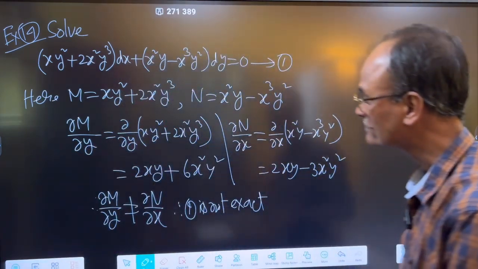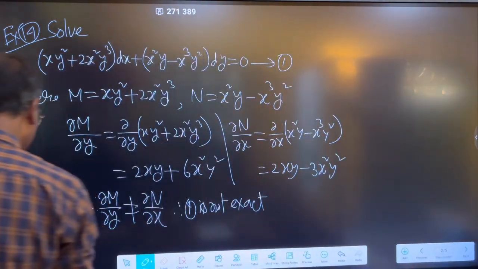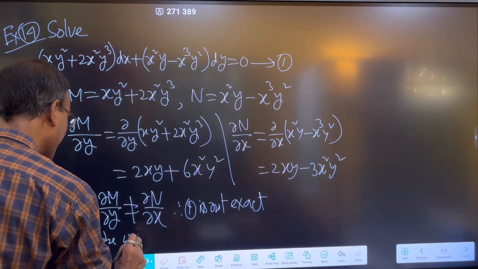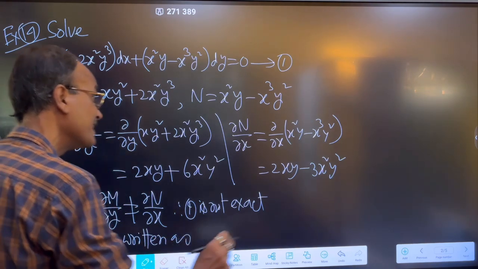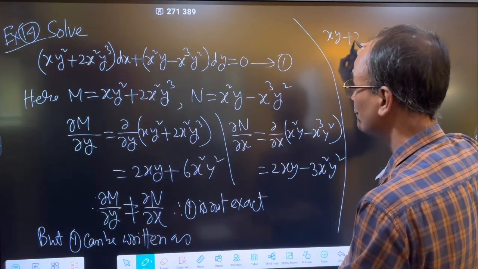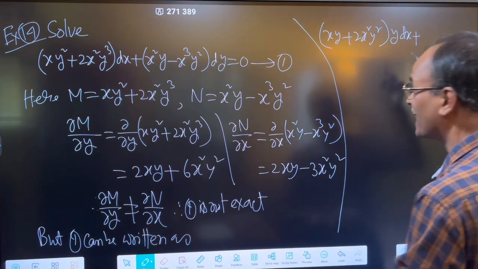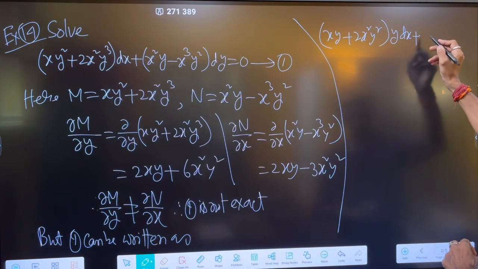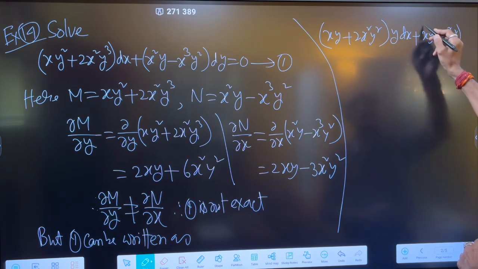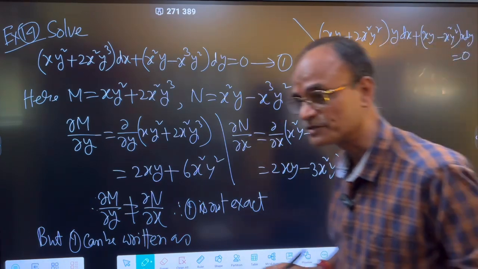Not exact. But 1 can be written as xy plus twice x square y square into y dx plus xy minus x square y square into x dy equal to 0. This can be written as this.